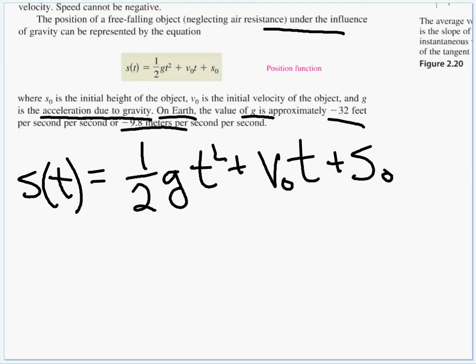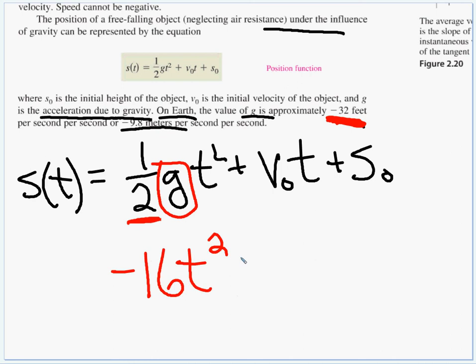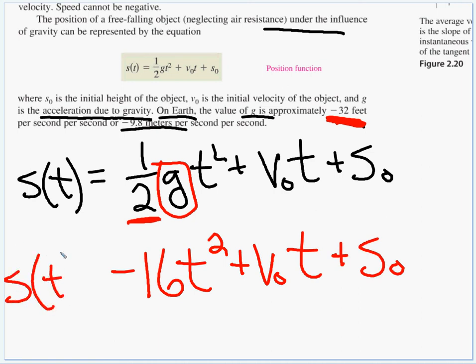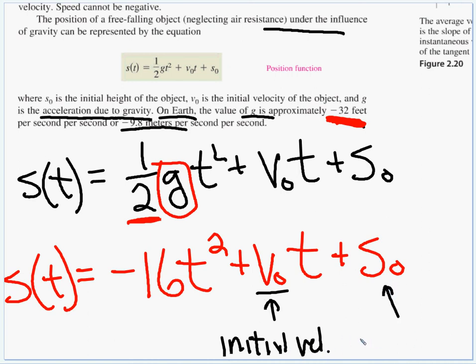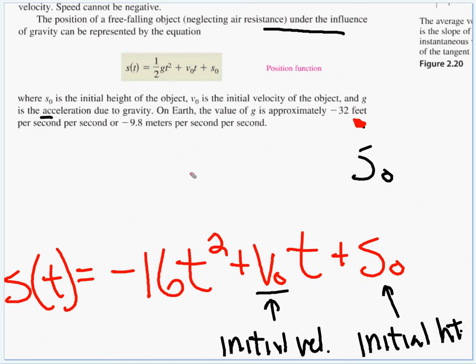So if we make this g, let me circle it in red, this g into a negative 32, and we multiply it by that half, we're going to get negative 16 t squared plus v sub 0 times time plus s sub 0. This is our position on Earth with Earth's gravitational constant. The v sub 0 is initial velocity, and s sub 0 is initial height at which the problem begins. You will be seeing this quite a bit.